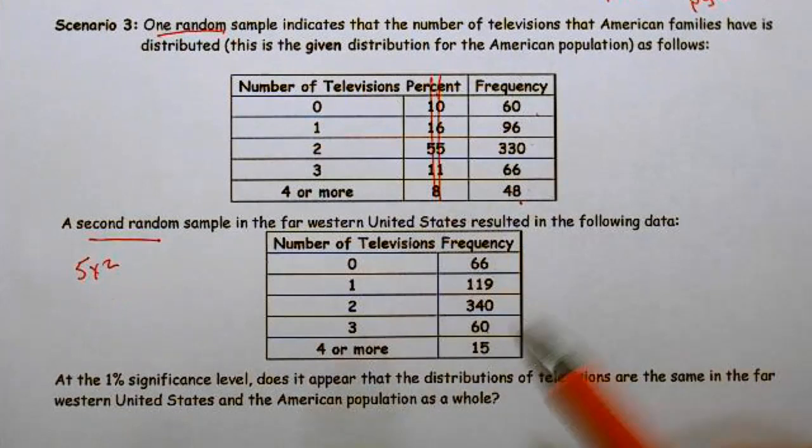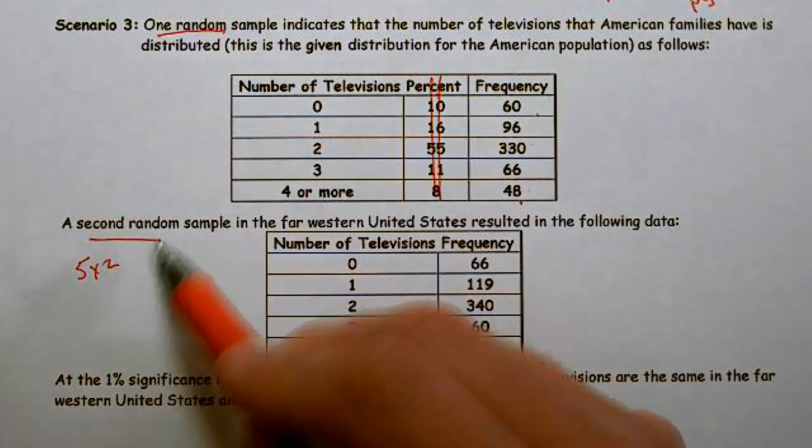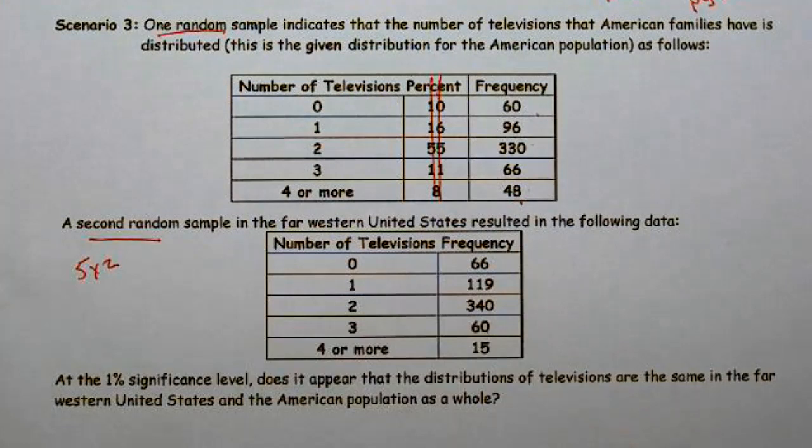homogeneity. So at the 1% level, does it appear that the distribution of televisions is the same in the far western US as in the US as a whole? It sounds almost the same. The difference again, please notice, is more than one sample.